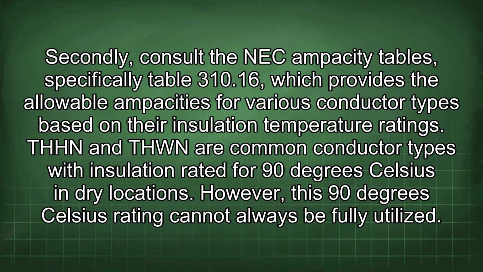Secondly, consult the NEC ampacity tables, specifically Table 310.16, which provides the allowable ampacities for various conductor types based on their insulation temperature ratings. THHN and THWN are common conductor types with insulation rated for 90 degrees Celsius in dry locations. However, this 90 degrees Celsius rating cannot always be fully utilized.